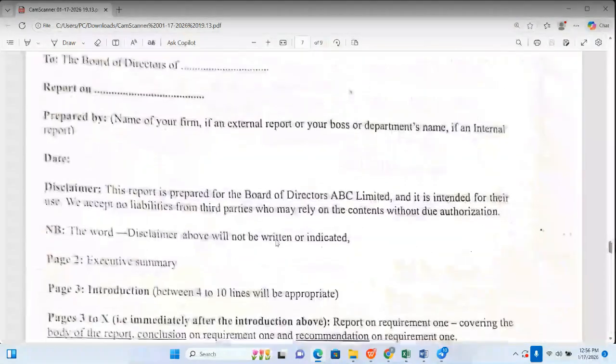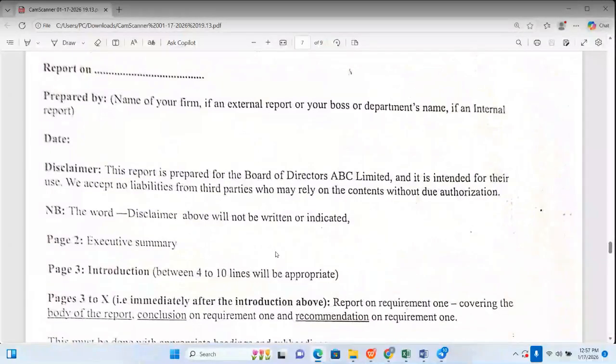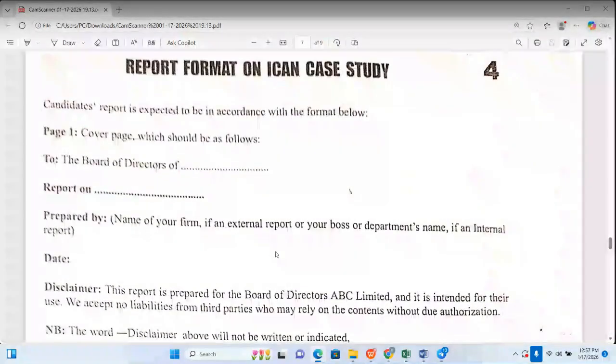So this is the format now. This is the format for the title page. They call it title page or cover page, but don't forget, you don't write cover page on top. Candidate report is expected to be in accordance. So this particular stuff is the format.